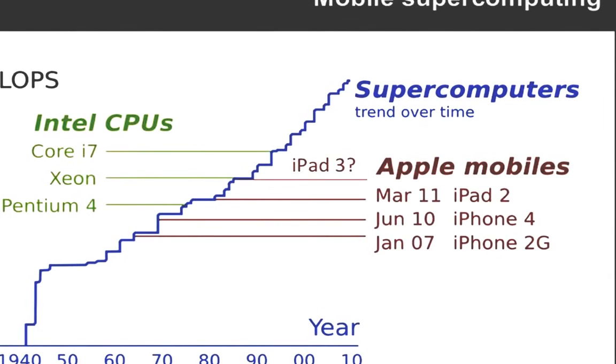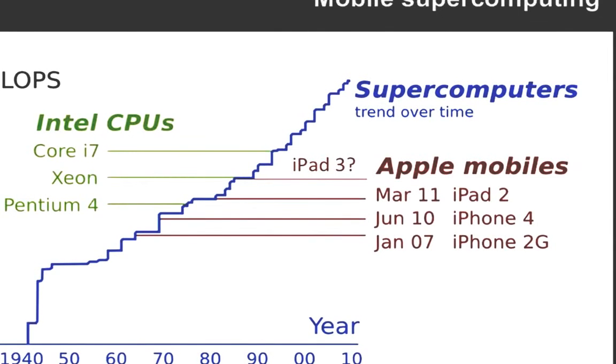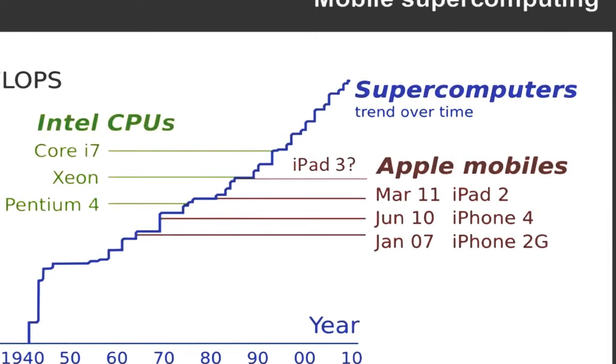This is a little graph showing how supercomputers have improved over time from 1940 to 2010, measuring performance here in floating point operations per second. That's the blue line in supercomputers. The green things are Intel CPUs, so the sorts of things you find in laptops. The Core i7 is a pretty new processor. And you can see how those have improved over time.